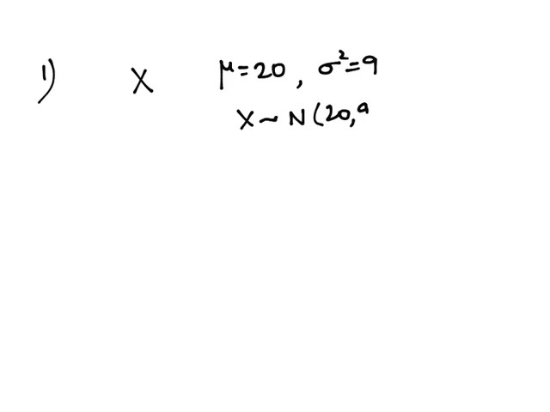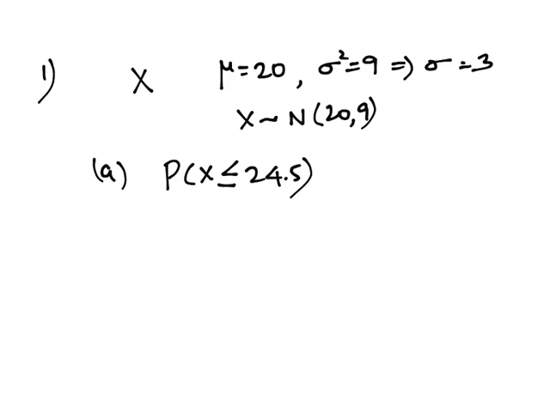Now the first problem in the worksheet: a random variable x is distributed normally with the mean of 20. That means mu is 20 and variance is 9. That means sigma squared is 9. So this can also be written as x follows N of 20 comma 9. Now if sigma squared is 9, then it is quite obvious that sigma is 3. The first question is find P of x less than or equal to 24.5.